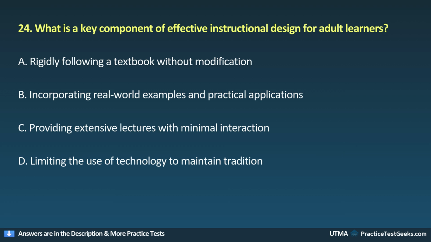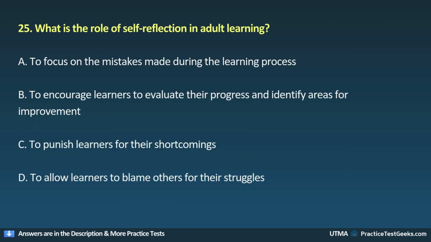24. What is a key component of effective instructional design for adult learners? A. Rigidly following a textbook without modification. B. Incorporating real-world examples and practical applications. C. Providing extensive lectures with minimal interaction. D. Limiting the use of technology to maintain tradition.